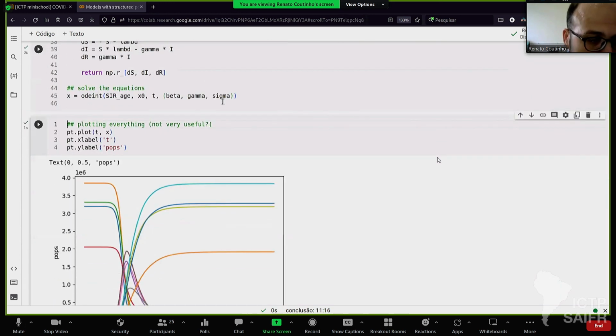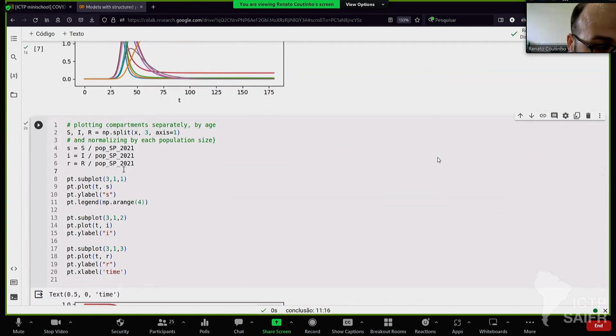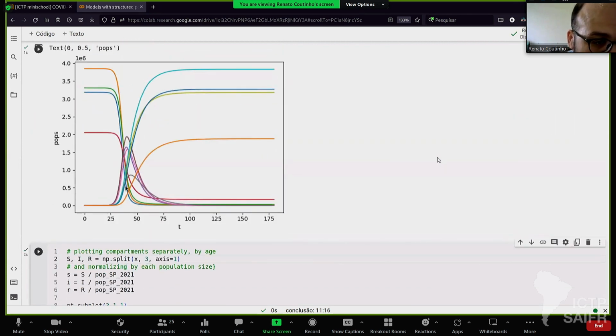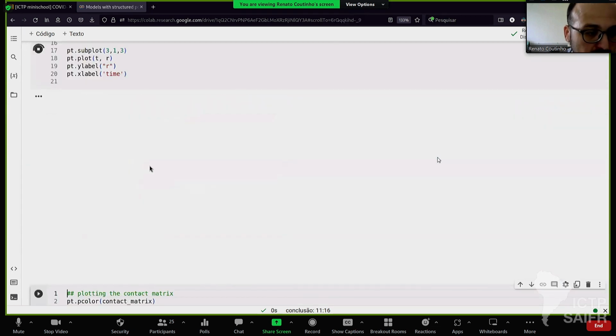And then when you look at this, you see that you have now 12 curves, right? So this is a mess. This is 4 classes of susceptibles, 4 classes of infectious, 4 classes of overt. I can plot this in a much better way, if instead of plotting all of this together, I separate it, dividing each population by the total number of individuals of that age class, and then I plot each class separately.